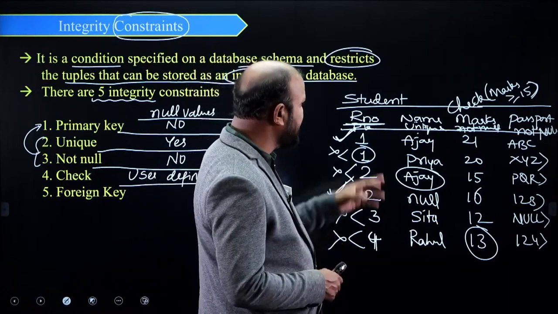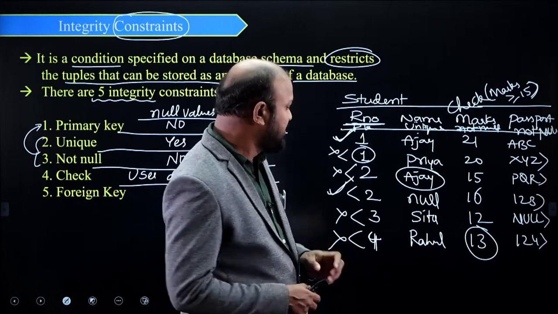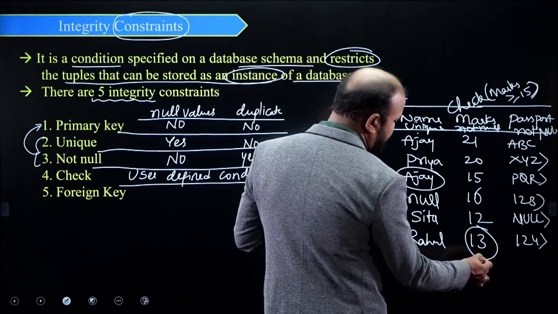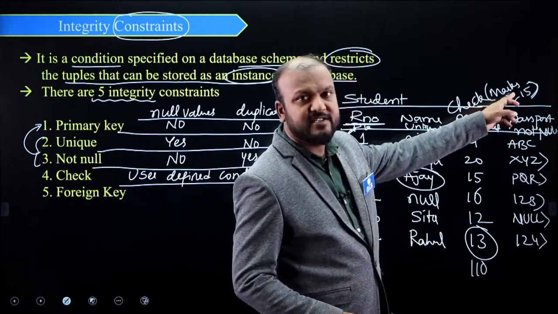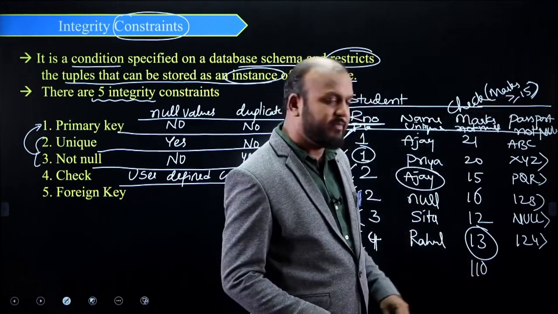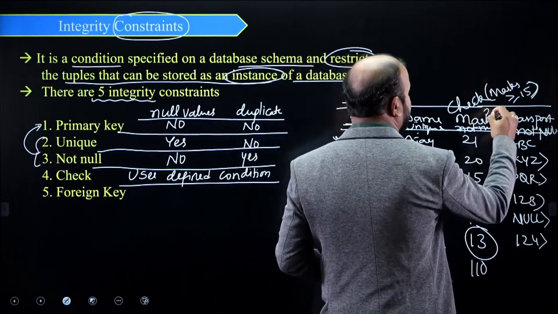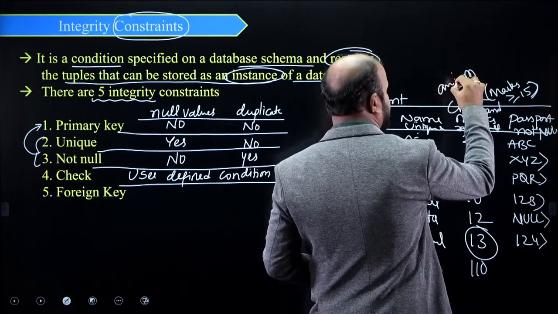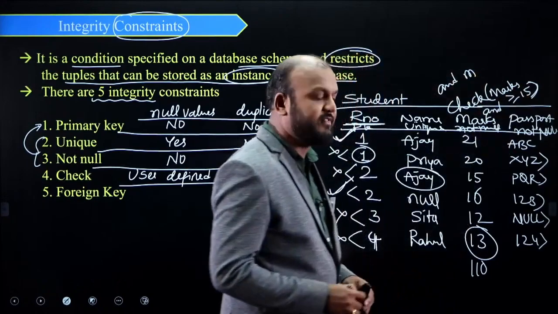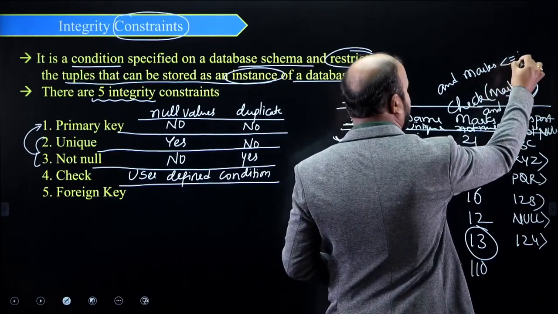See here, assuming the marks are for a maximum of 100. But if I am trying to store one student with marks 110, it is still satisfying the condition marks greater than or equal to 15, so this is going to be allowed. So what is to be done? We add a condition, and we can write it like this: check marks greater than or equal to 15 and marks less than or equal to 100.